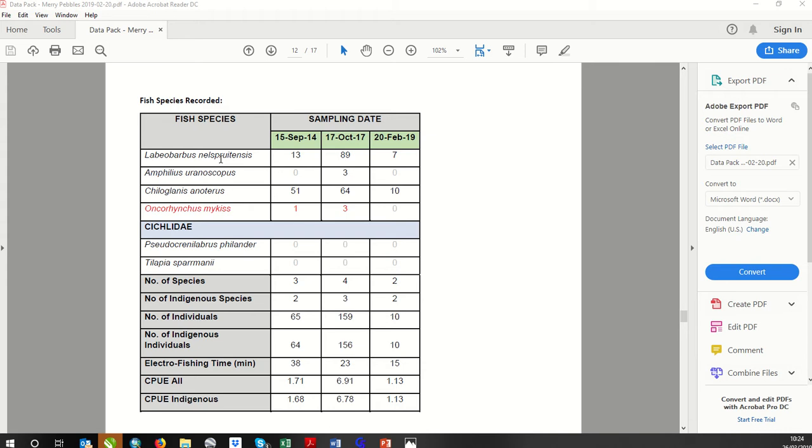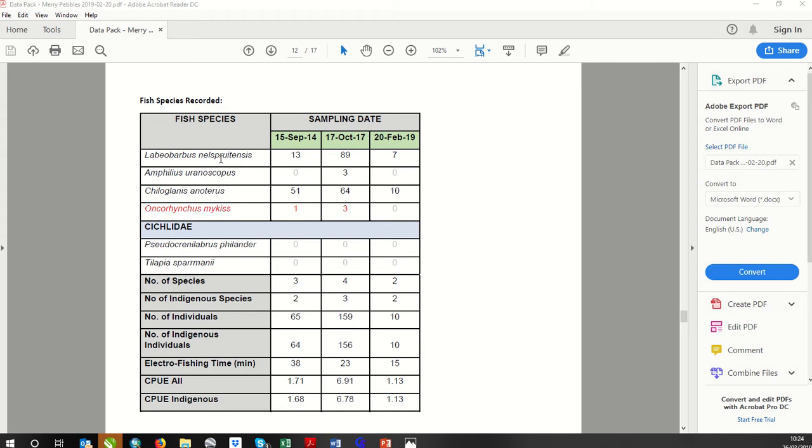Okay, so there's a new yellowfish in South Africa. That's Labeobarbus natalensis, the yellowfish. Amphilius uranoscopus is the stargazer, the mountain stargazer. Chiloglanis anoterus is a little sucker mouth with a long tail. Oncorhynchus mykiss, who knows what that is? Yeah. And then Pseudocrenilabrus philander, the southern mouthbrooder, and Tilapia sparrmanii is the banded tilapia.